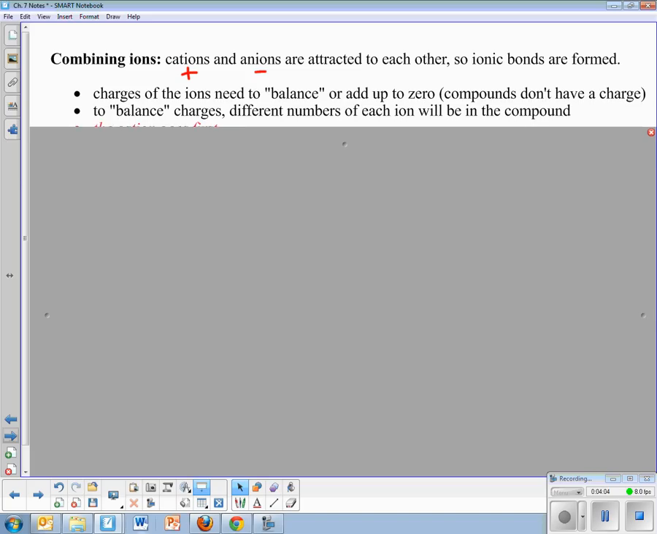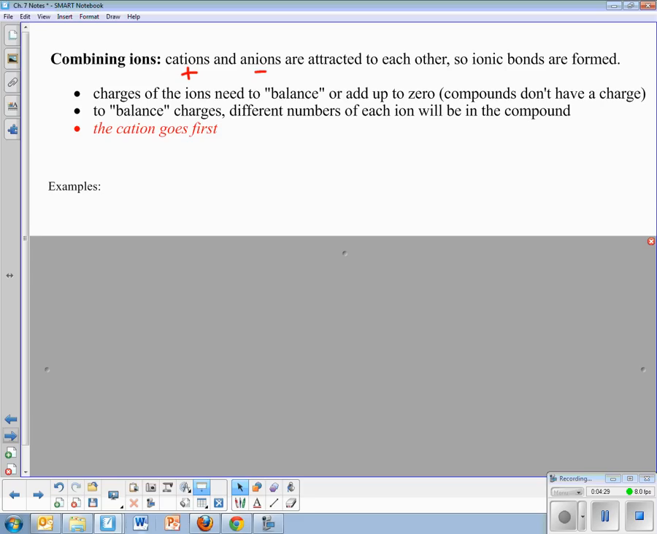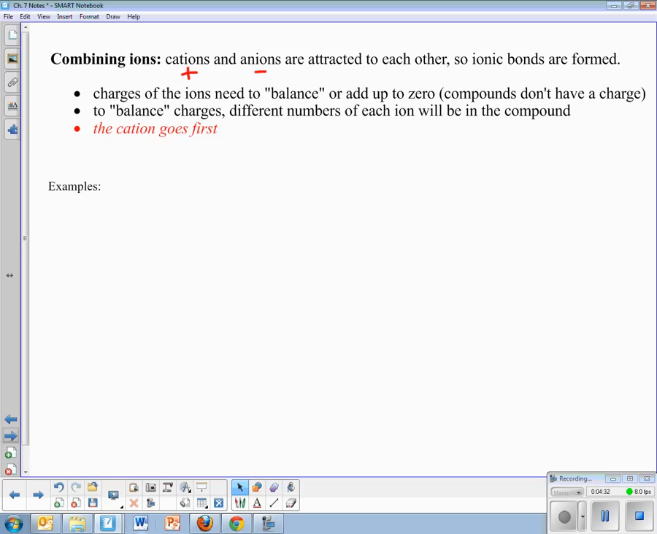To get that to happen, you may have to multiply or have different numbers of each ion in your compound. Like H2O, there's 2 H's for every 1 O. And when we write them, it does matter the order of your ions. The cation always goes first. There are a couple exceptions to that, but we'll get to those later. So for now, just think cation goes first. Let's do a bunch of examples for this, and this should help explain it.